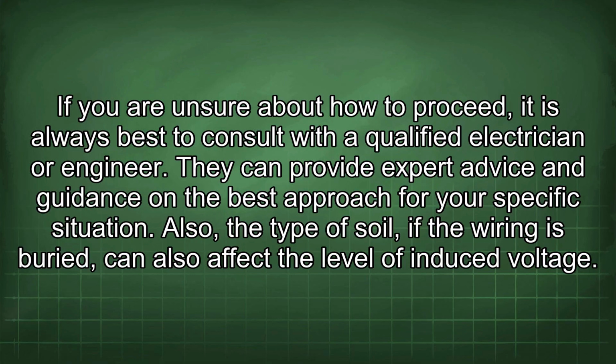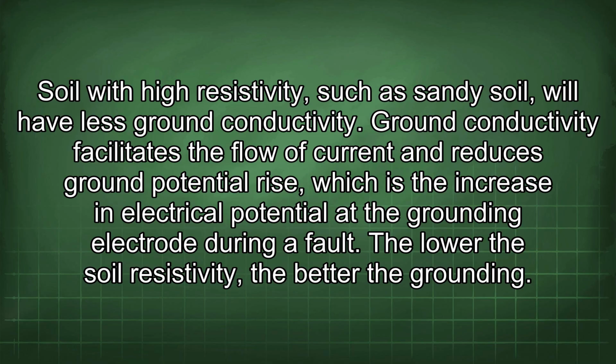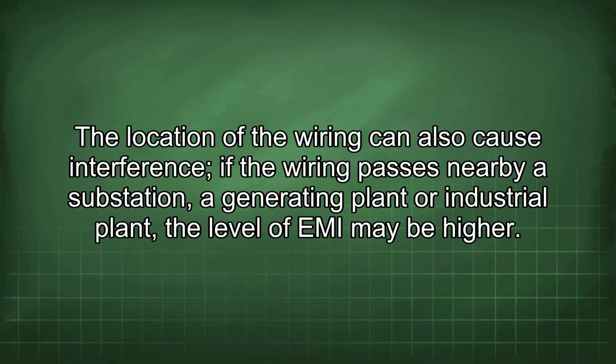Also, the type of soil, if the wiring is buried, can also affect the level of induced voltage. Soil with high resistivity, such as sandy soil, will have less ground conductivity. Ground conductivity facilitates the flow of current and reduces ground potential rise, which is the increase in electrical potential at the grounding electrode during a fault. The lower the soil resistivity, the better the grounding. The location of the wiring can also cause interference. If the wiring passes nearby a substation, a generating plant, or industrial plant, the level of EMI may be higher.